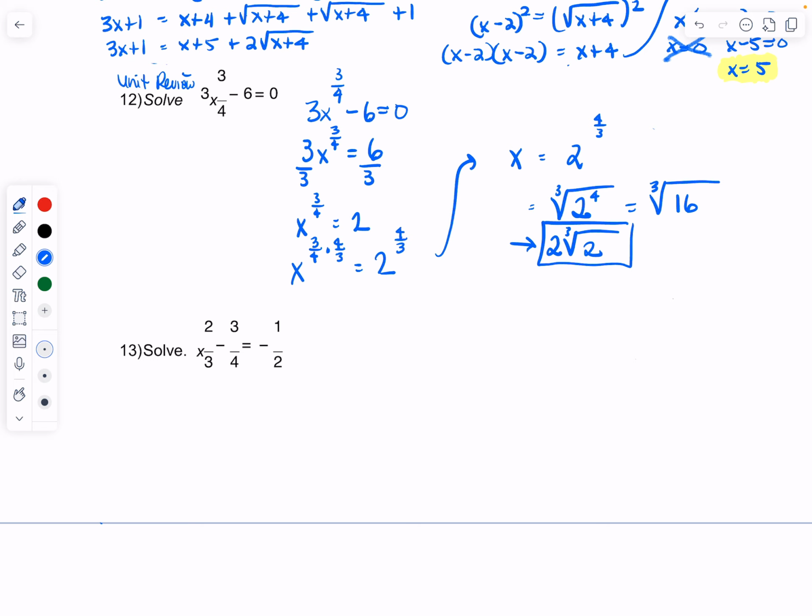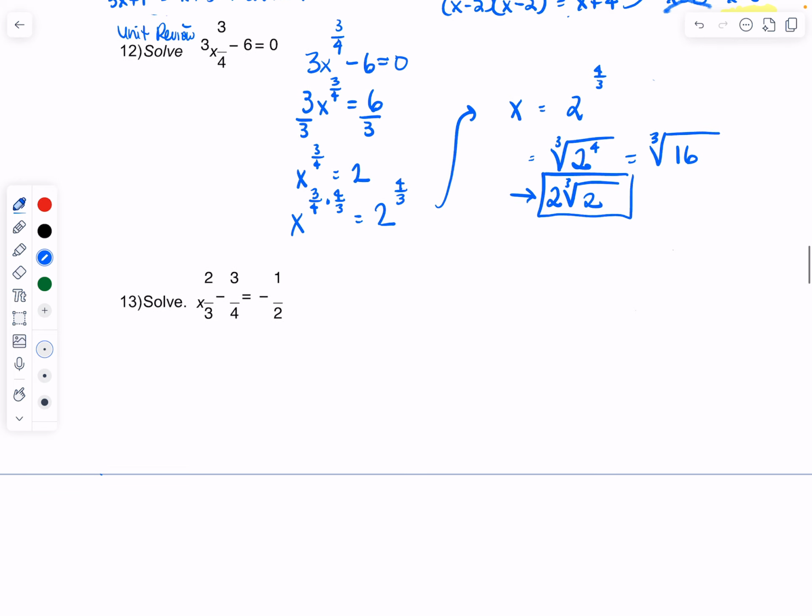All right, let's work on this next one. So number 13 has x raised to the 2/3 power, and then minus 3/4, which is a fraction, and it equals negative 1/2. So the first thing I'm going to do is clear out those fractions by finding the least common denominator of 4. So I'm going to multiply everything, and I mean every single term, by 4. And it looks like this. 4 times x raised to the 2/3 minus 4 times 3/4 equals negative 4 times 1/2.